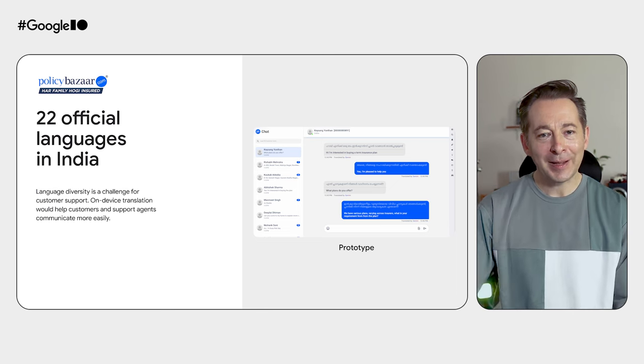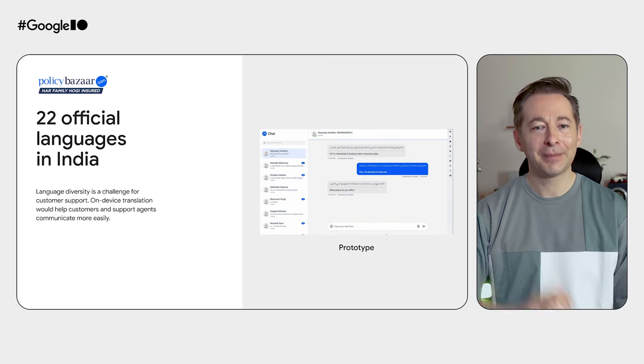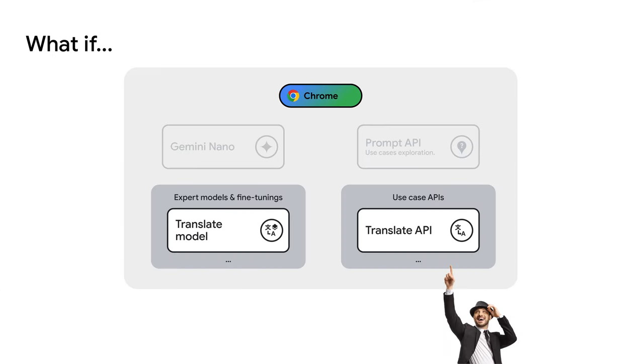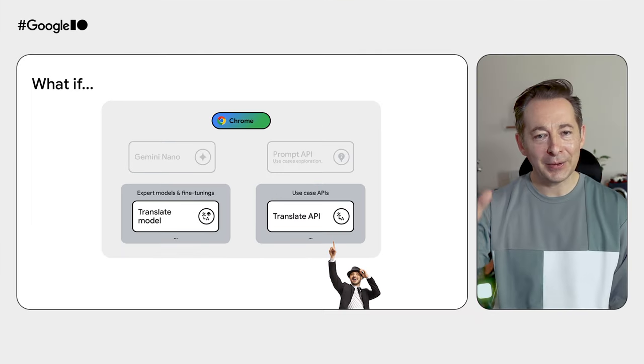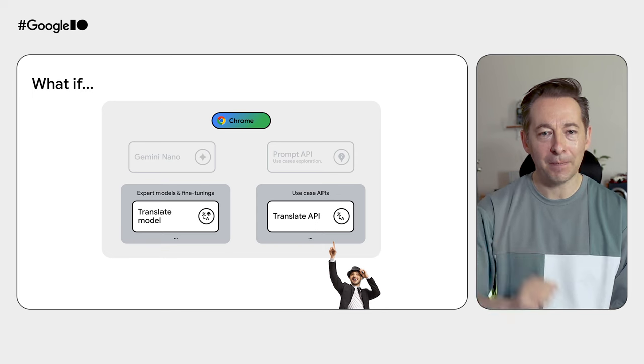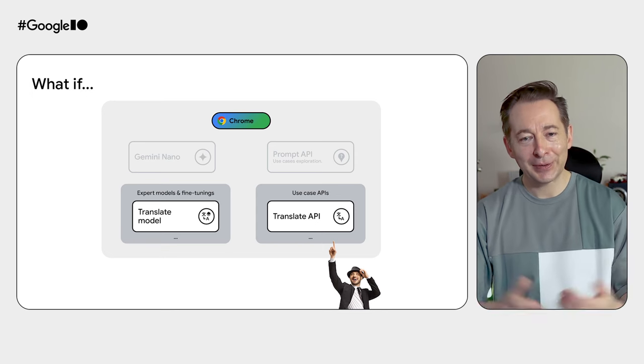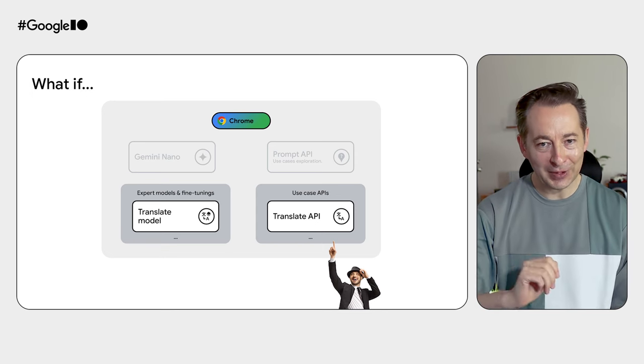So let me wear my Chrome PM hat for a moment. Sensing an opportunity for a purpose-built API, we started working on an experimental translate API with an expert model built into Chrome. And as it happens, I have another proof of concept build. So Maud, can you zip us through it? Sure, time for another demo.